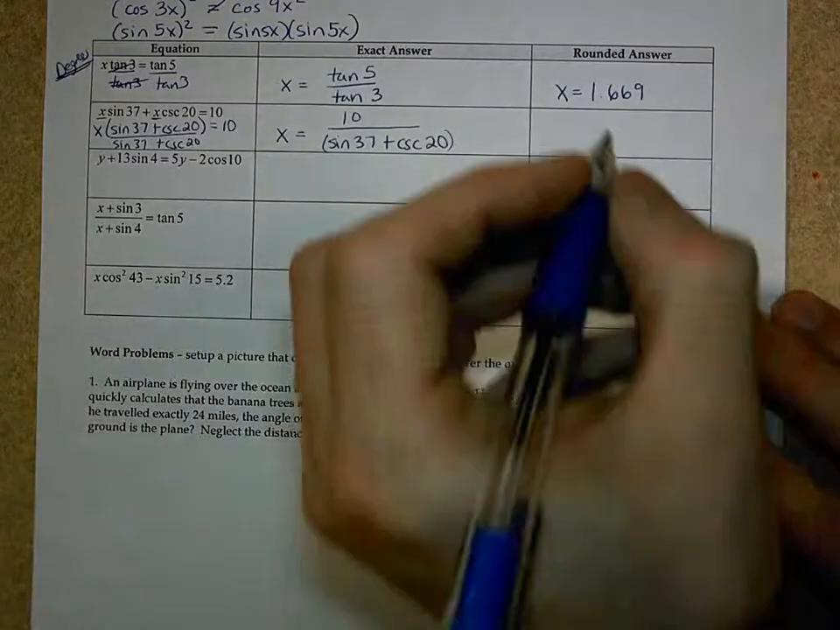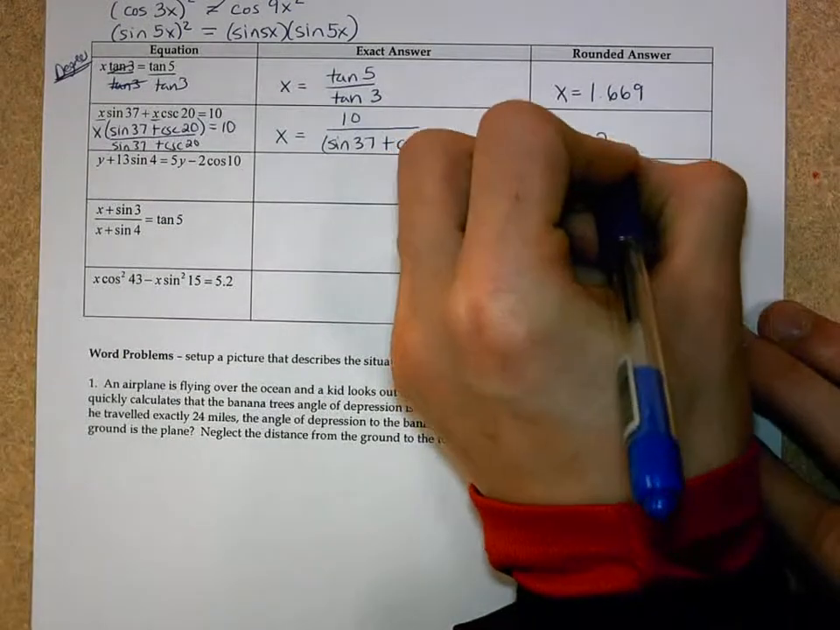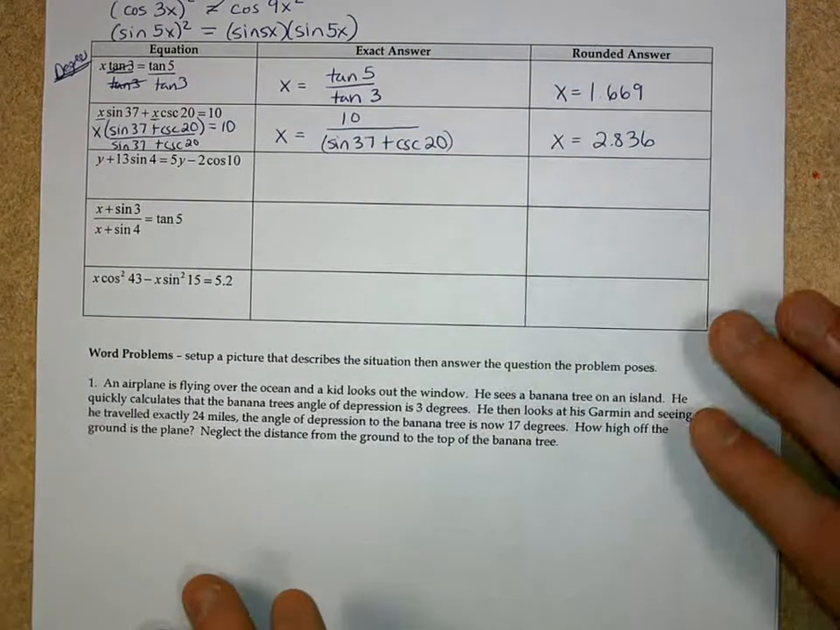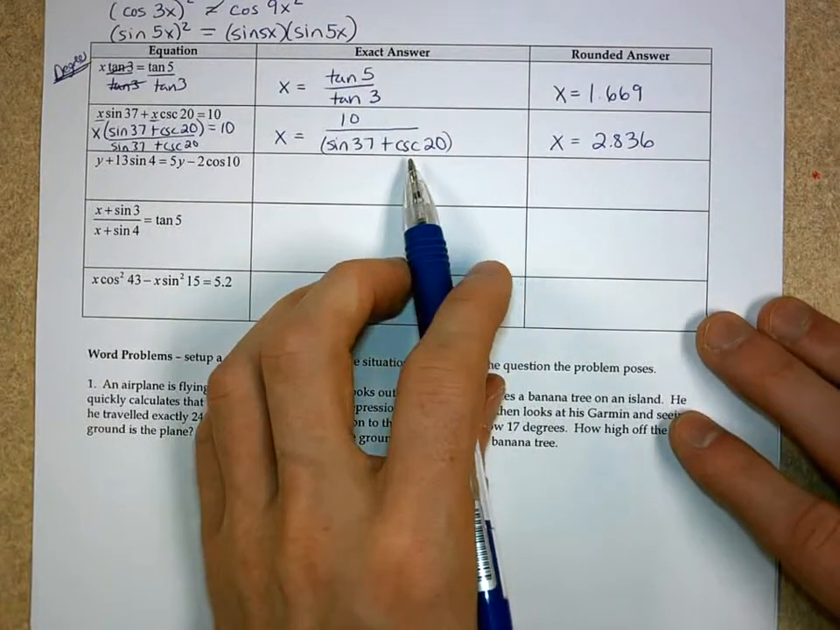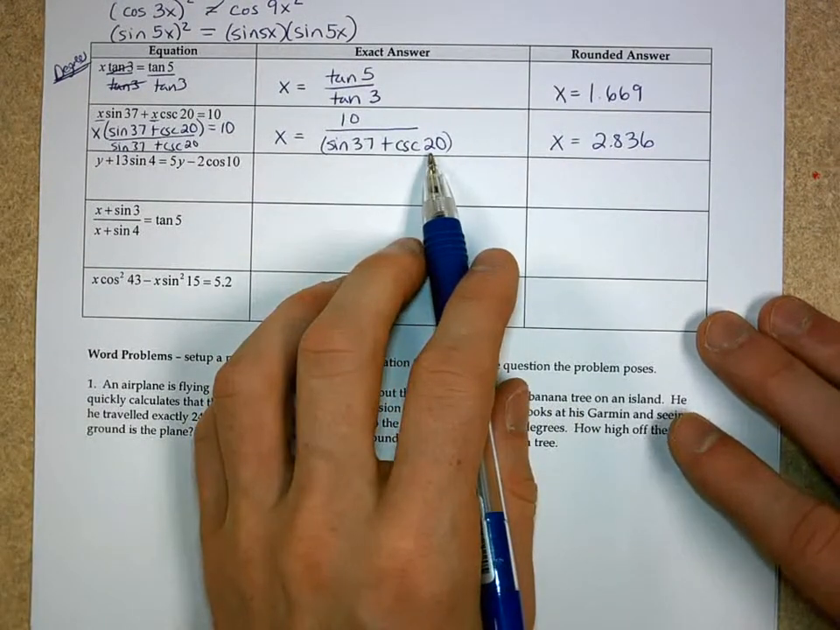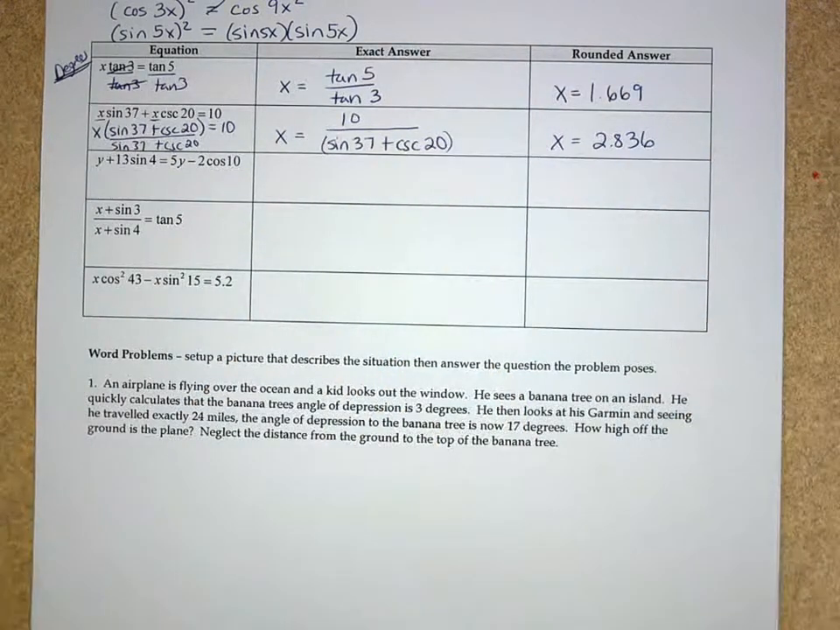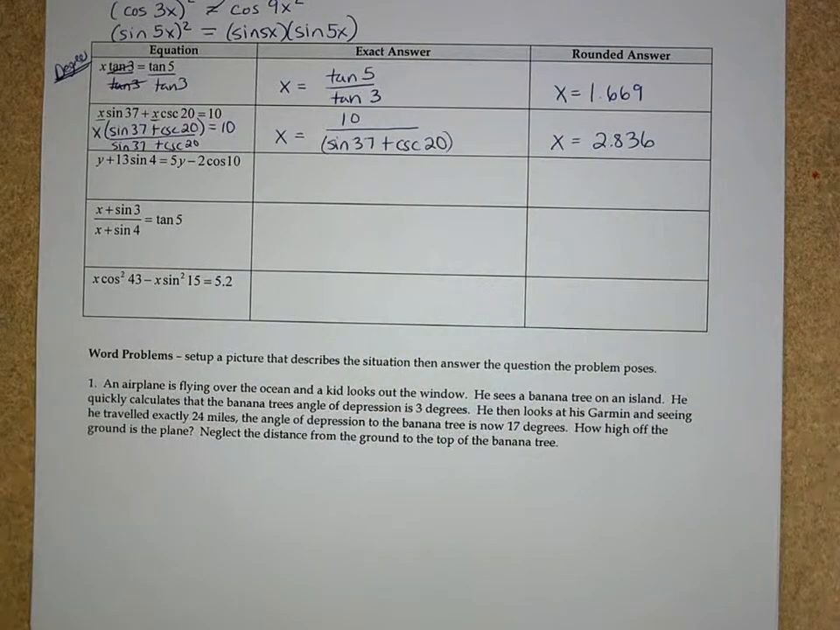And if I plug that into my calculator, once again in degree mode, I get 2.836. The way you would enter cosecant of 20 into your calculator is you would convert this to 1 over the sine of 20, since we don't have a cosecant button on our calculator.